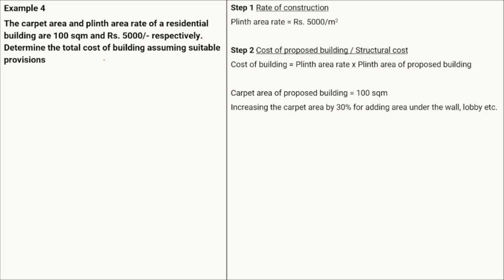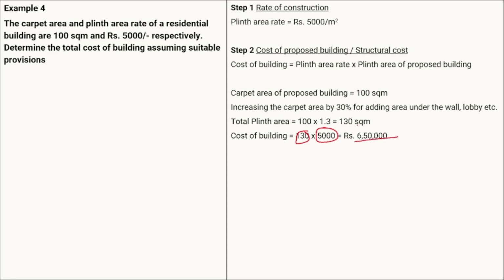So increasing the carpet area by 30%, the increment will be 100 multiplied by 1.3. Obviously 1.3 is the increment by 30%, and 100 is your carpet area. So we get the plinth area of the proposed building as 130 square meter. The cost of the building will be the plinth area multiplied by the plinth area rate of 500, which gives us the cost of the building as 65,000.